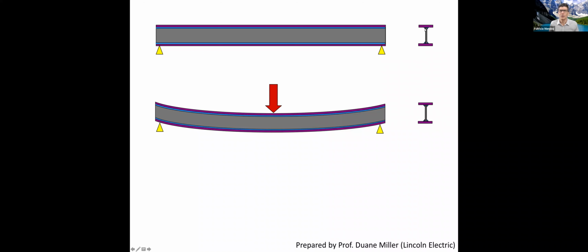How do you design these welds? What size should you give them, right?